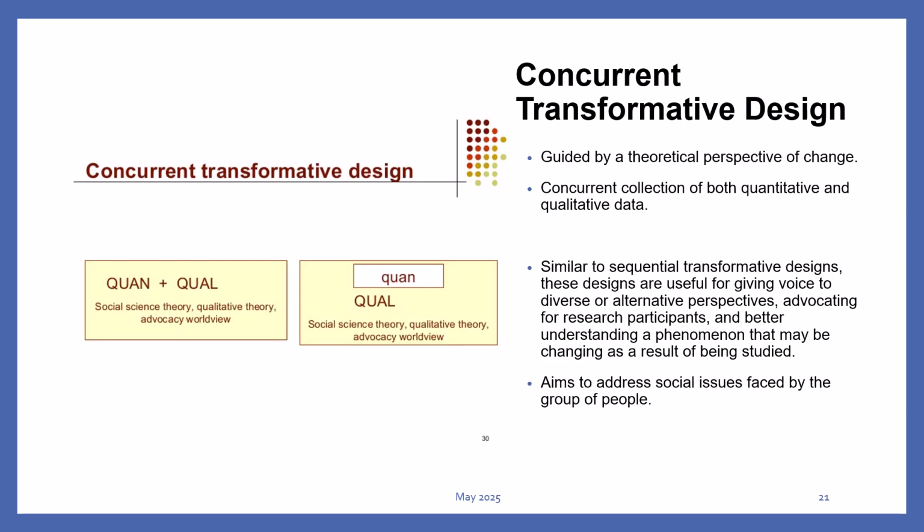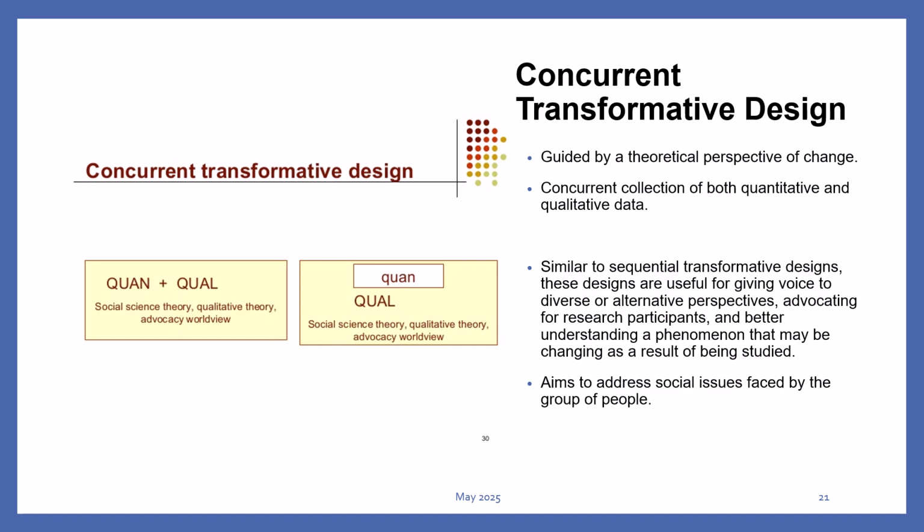Now we come to the third type of concurrent mixed method design, which is concurrent transformative design. Similar to sequential transformative design, this design is guided by theoretical perspective of change or theoretical lens. And you can see concurrent collection of both quantitative and qualitative data.